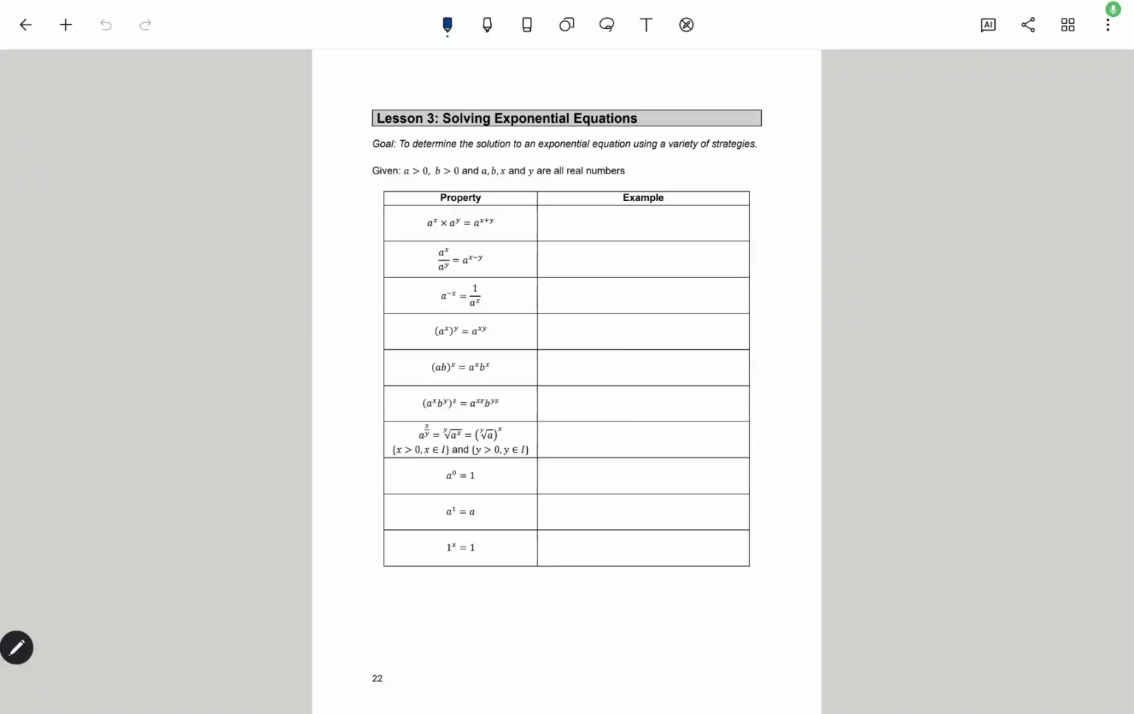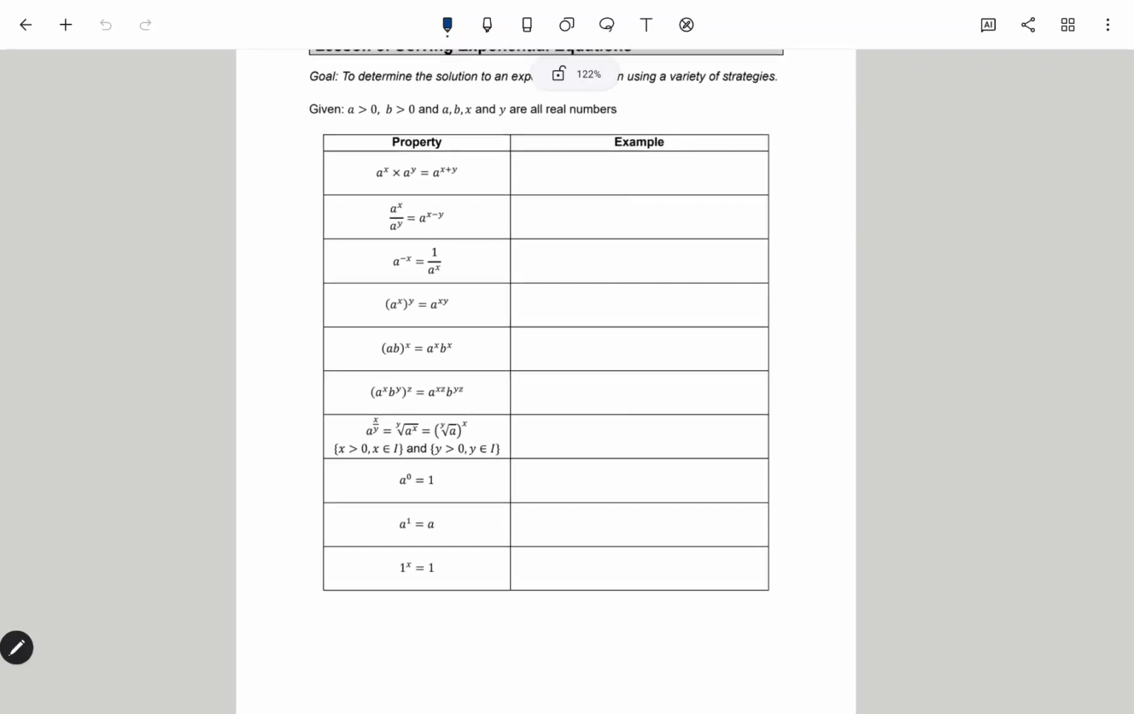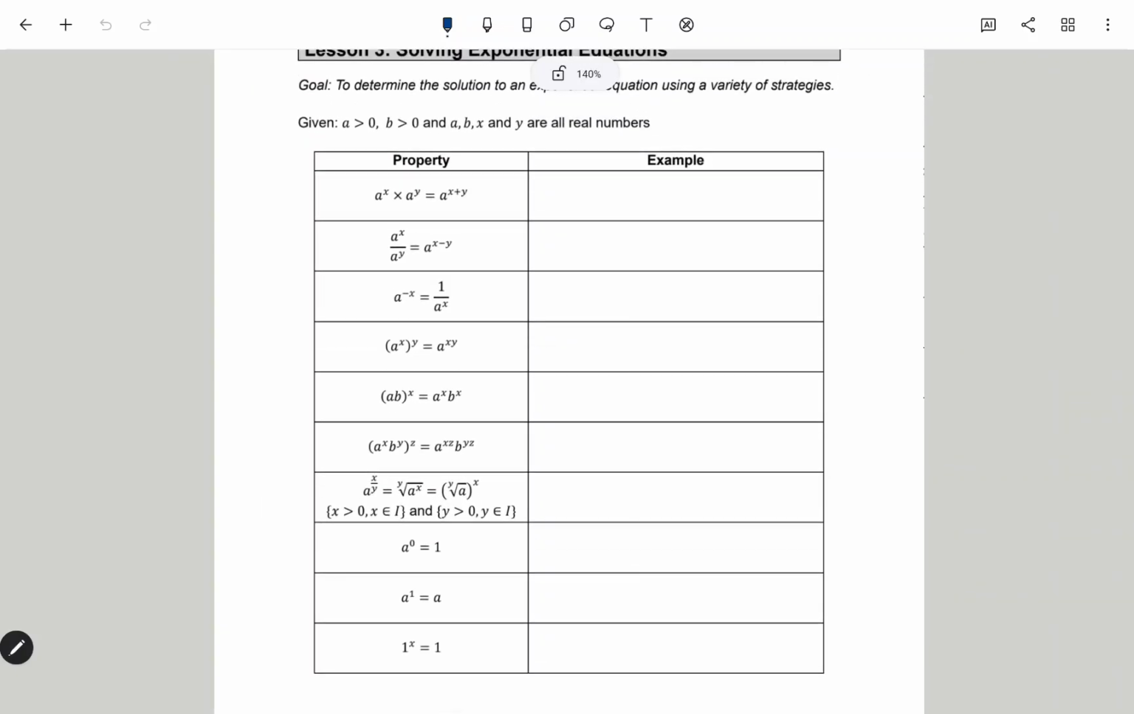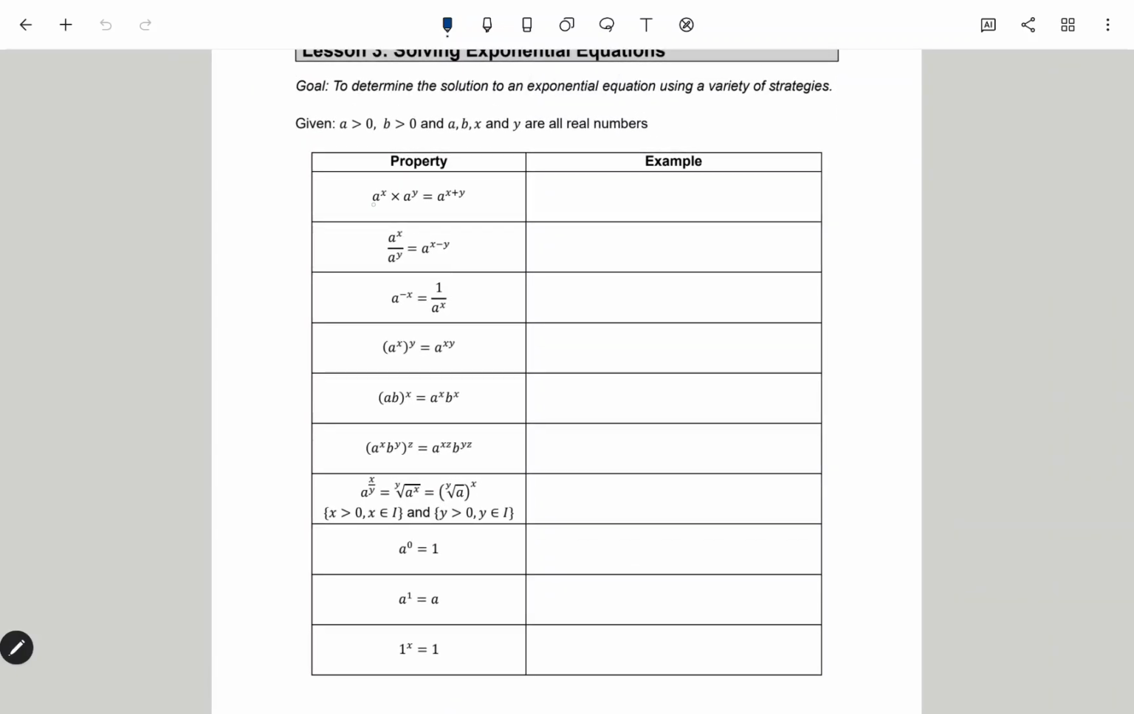So we're now going to solve for when the variable is up in the exponent. In order to do this, we have to review some of our exponent laws. So when I'm multiplying two exponents with the same bases, I need to add those exponents together. So if I have 2 to the 3 times 2 to the 7, well, we keep the base of 2 and we add the 3 and the 7 together to get 2 to the power of 10.